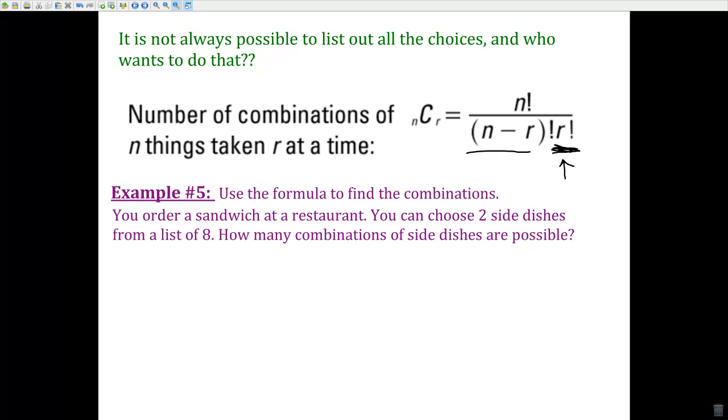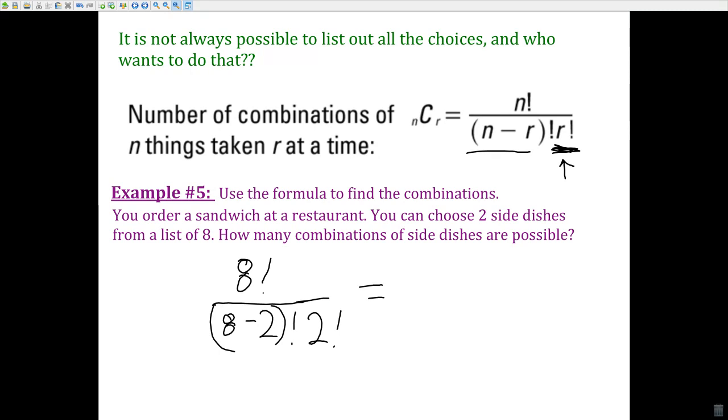Use the formula to find the combinations. You order a sandwich at a restaurant. You can choose two side dishes from a list of 8. How many combinations are possible? 8 different side dishes. You have 8 minus 2 factorial times 2 for the combination.